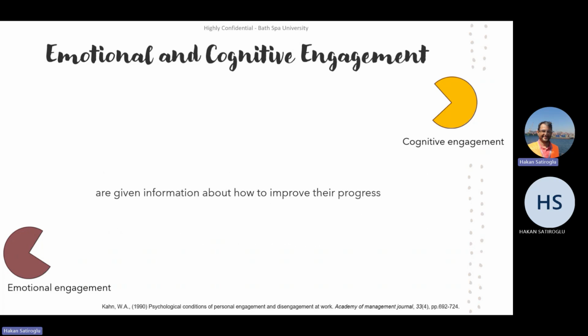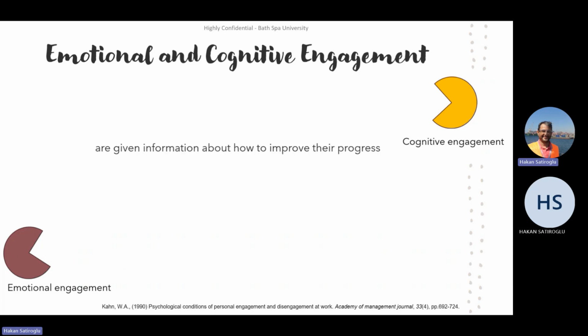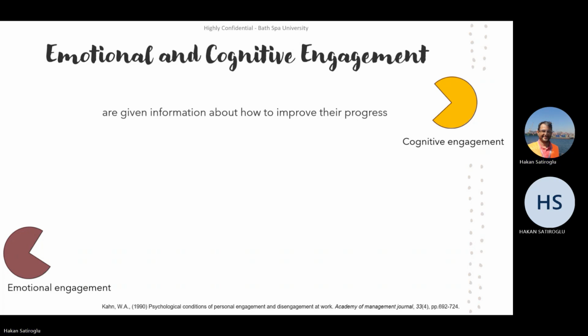So when we are asking these terms to employees, we can measure whether their engagement is coming from the emotional section or the cognitive section. So another one is, employees are given information about how to improve their progress. So is this cognitive or emotional? Yes, this is cognitive because it is a logical way.